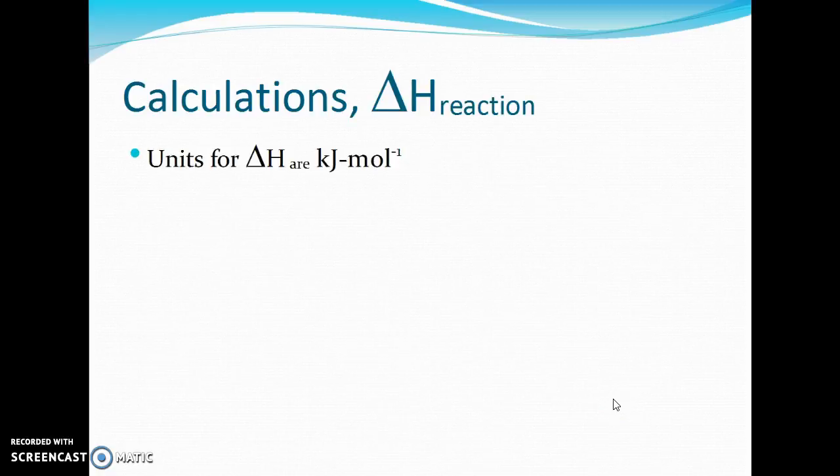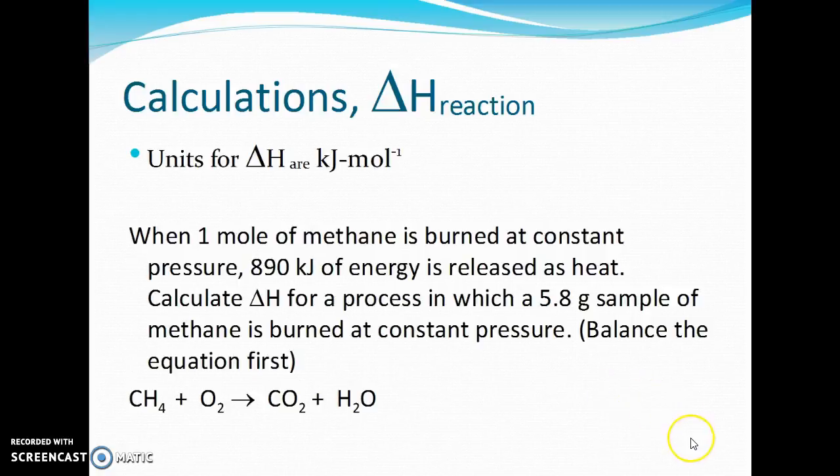What are the units? The units for delta H are kilojoules per mole. Symbolize mole to the negative 1 power. So here's a question. When 1 mole of methane is burned at constant pressure, 890 kilojoules of energy is released as heat. Calculate delta H for a process in which 5.8 grams of methane is burned at constant pressure according to this equation. You'll have to balance the equation.